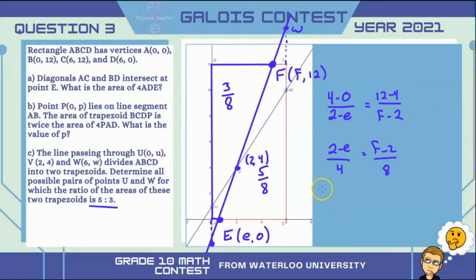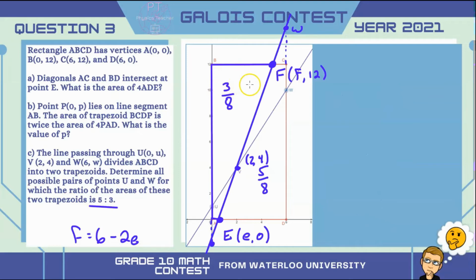So then we can cross multiply, so we have 8 times 2 minus e equals 4 times f minus 2. And if we divide both sides by 4, we get this. Distributing the 2, we have 4 minus 2e equals f minus 2. Or solving for f, we get f is equal to 6 minus 2e. Alright, so let me write that equation on the side so we can use it for later.